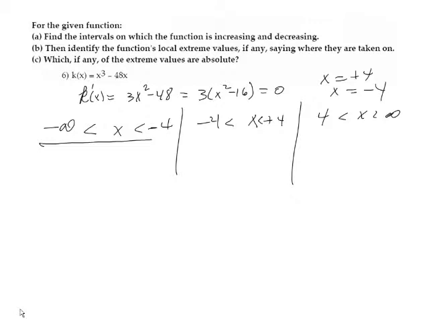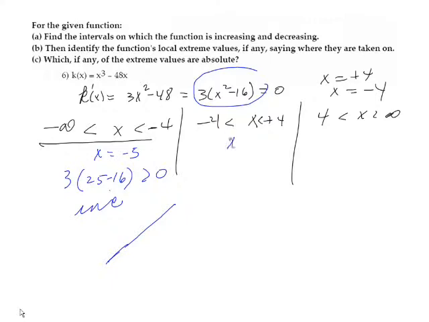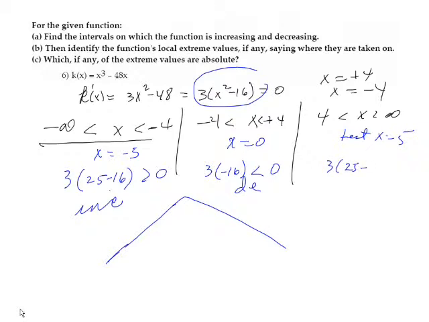First test point should be between minus infinity and minus 4. I would pick x equal minus 5 and test the first derivative, and we get 3 times 25 minus 16. It's clearly positive, so it's increasing. And then we'll test x equals 0 for the next interval, and we get 3 times minus 16, which is less than 0, so it's decreasing. And then test x equals 5, and we get again 3 times 25 minus 16, clearly more than 0, so it's increasing again.